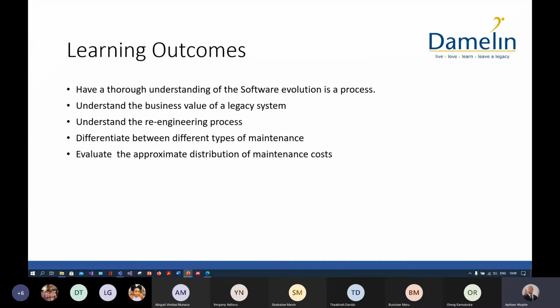So these are the following outcomes that we'll be covering in this lecture. You need to have a thorough understanding of the software evolution process, understand the business value of a legacy system, understand the re-engineering process, differentiate between different types of maintenance, and evaluate the approximate distribution of maintenance cost.